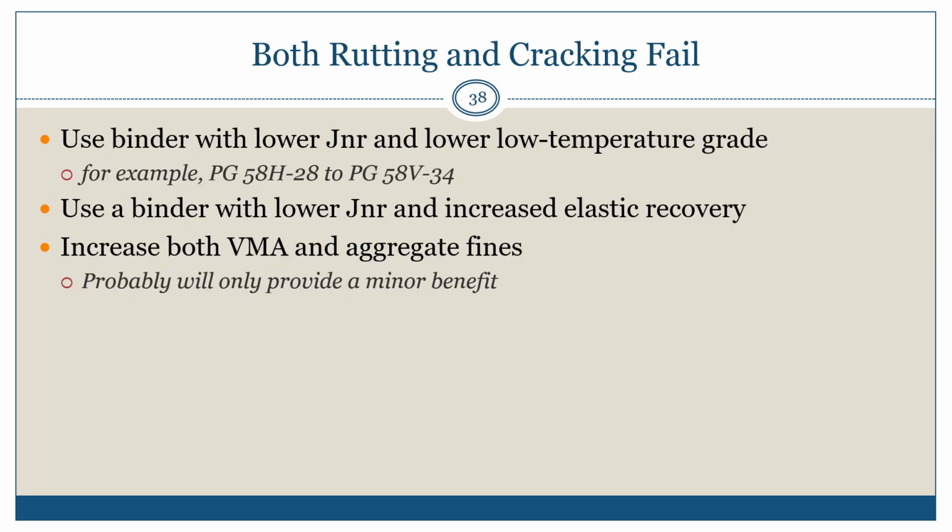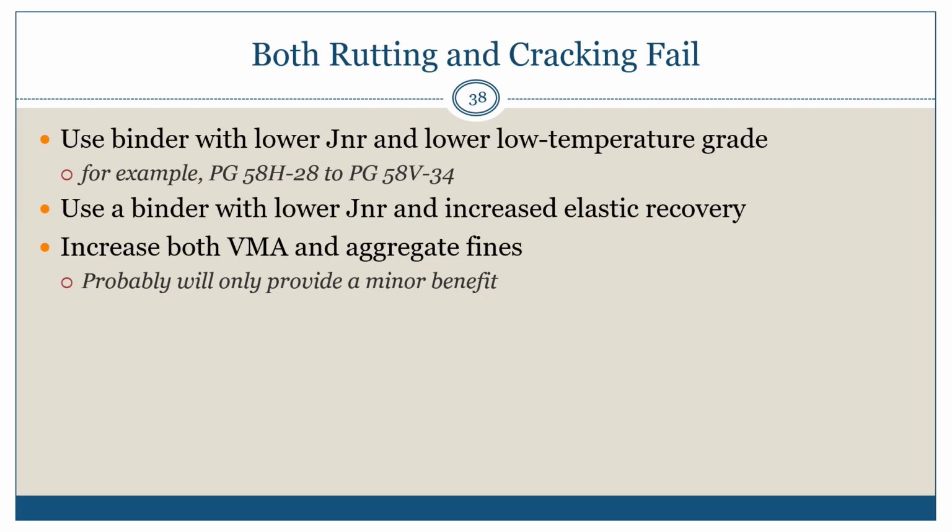Now we have the sad situation where both the rutting and cracking tests fail. What are we going to do now? Well, you want to find a binder that has a lower Jnr, say a higher MSCR grade, and a lower low temperature grade. For example, if we started out with a 58H-28, we'd want to go to a 58E-34. So you're using a binder with a softer modulus at intermediate temperatures and low temperatures, but with an improved performance at high temperatures for rut resistance.